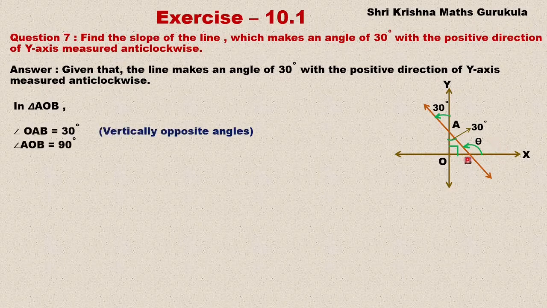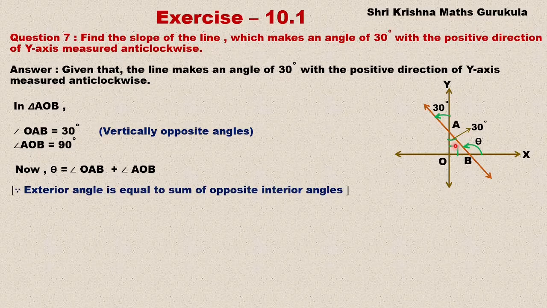Now, there is a triangle formed here, correct? It is triangle AOB. In this triangle, we know that this is 90 degrees and this is 30 degrees, which is vertically opposite to this angle. So, what will this angle theta be then? It is the exterior angle. What is this exterior angle equal to? Sum of opposite interior angles. Correct? Yes, this you have already learnt in your high school. Exterior angle is equal to sum of opposite interior angles. These are the two angles. So theta is equal to 30 plus 90.